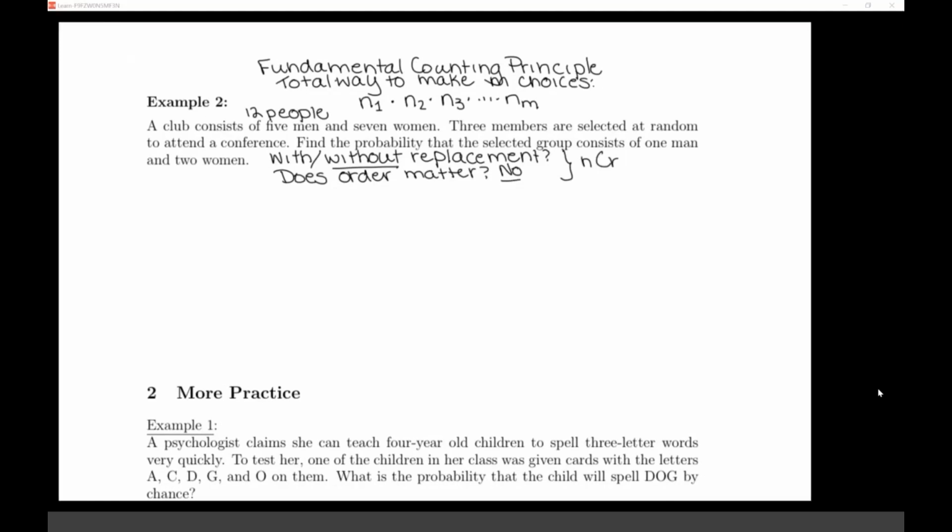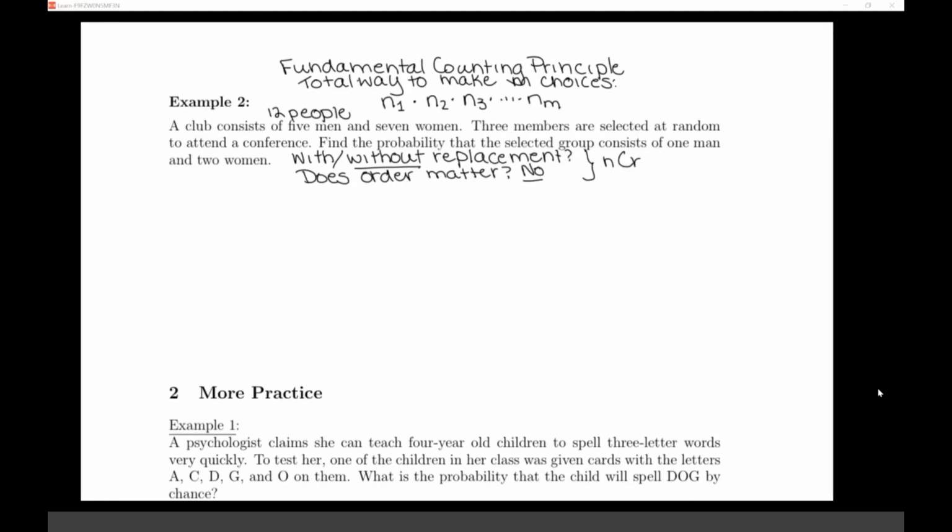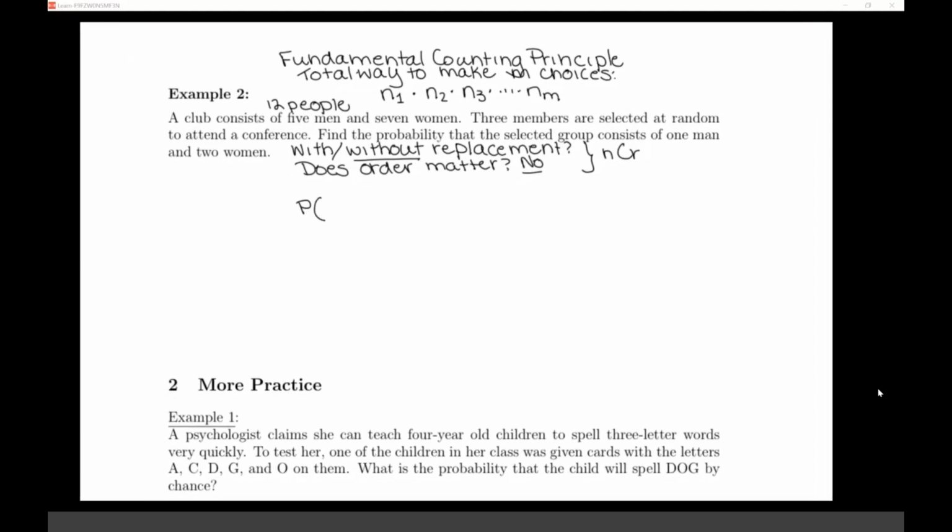Okay, make that decision first. Then we can build the probability fraction. And I want the probability of 1 man and 2 women. So that's going to be the number of ways I can make that happen over the total number of ways to choose 3 out of 12. The denominator is all the different ways to choose those 3 people, regardless of whether they're men or women. So that's 12 choose 3.